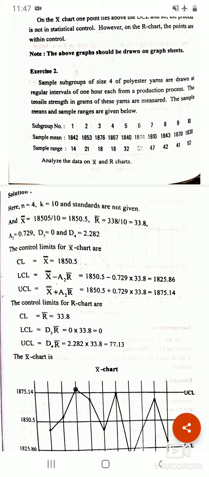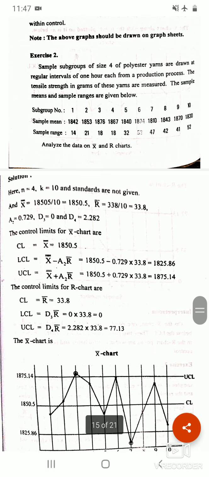So in the previous class we had seen how to draw X bar and R chart when standards are known. So today we'll see the next set of problems based on control charts.